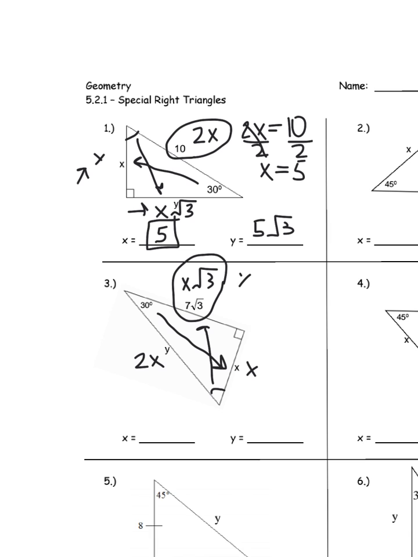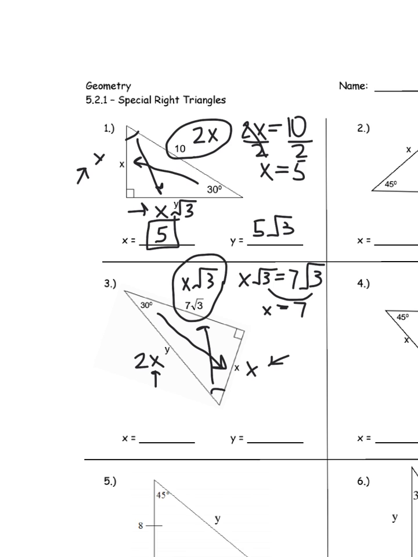So if we take X square root of 3 and set it equal to 7 square root of 3, we can already see we've got the square root of 3 on both sides, and then the X has to be equal to 7 in order to make these equal to each other. You get the same result if you divide both sides by the square root of 3: you're going to get X equals 7. So just like in number 1, we can plug it in here, plug it in here, and we'll get our side lengths.